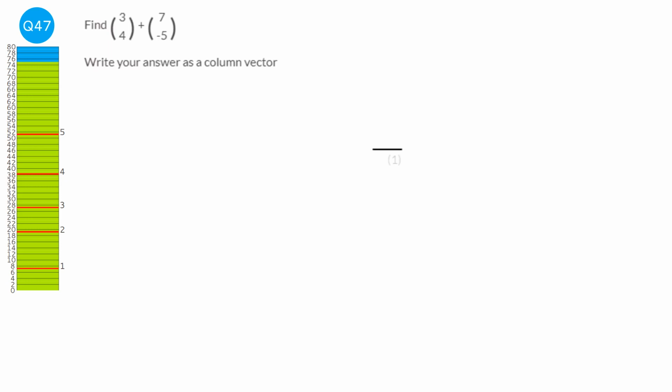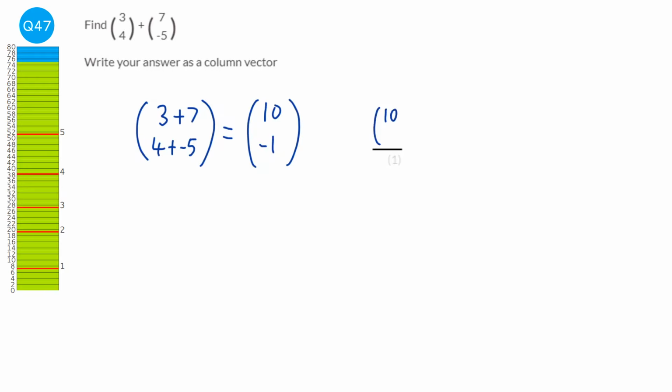To add column vectors, all we need to do is add the tops and add the bottoms. So 3 plus 7 is 10, and 4 minus 5 is minus 1. So our answer is (10, minus 1).